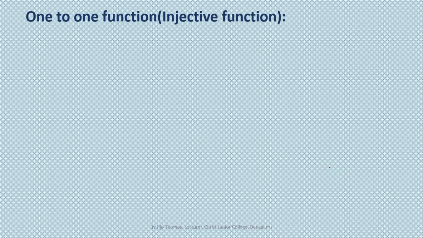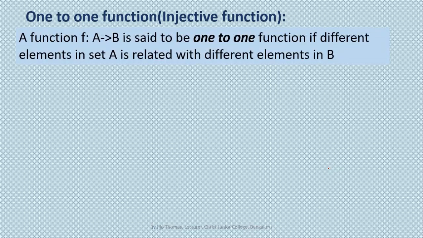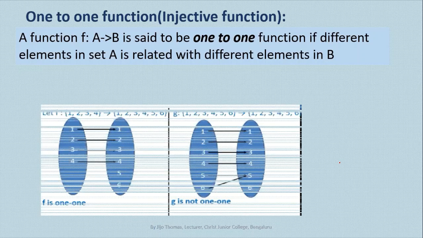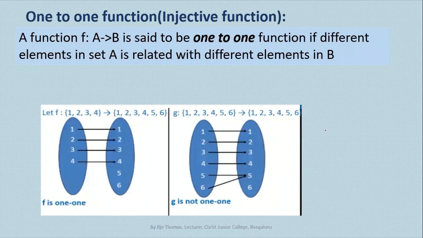One-to-one function. A function from A to B is said to be one-to-one if different elements of set A are related with different elements in B. So if you see here, in the first example, F is having different elements in set A. The first one is your set A and the second one is my set B. They are related with different elements in the second set B.